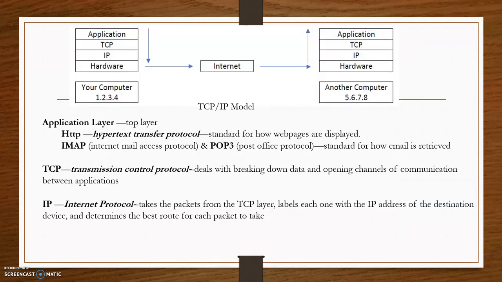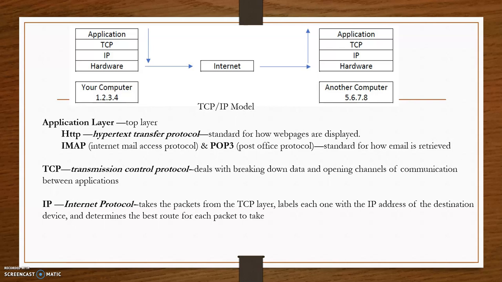The application layers of the TCP/IP model. All web pages typically start with HTTP, which stands for Hypertext Transfer Protocol. And usually your email servers are IMAP and POP3. IMAP is Internet Mail Access Protocol, and POP3 is Post Office Protocol. That's usually how your email is retrieved. When you're setting up an email account, sometimes it asks you for that information.